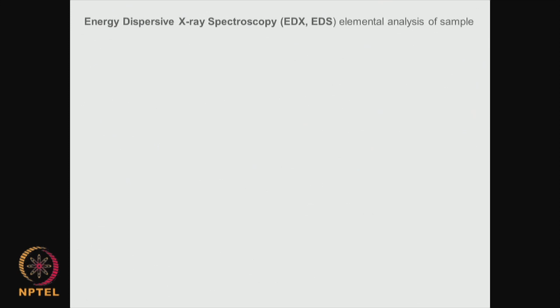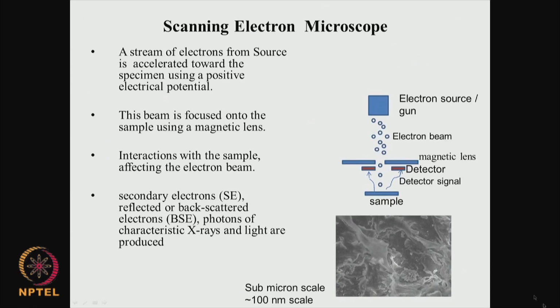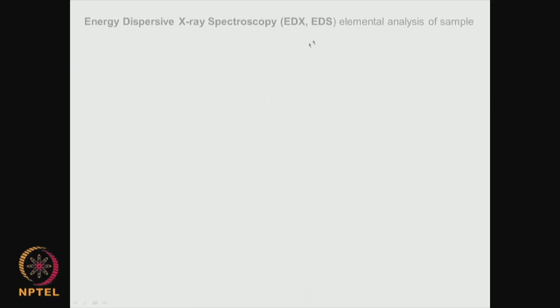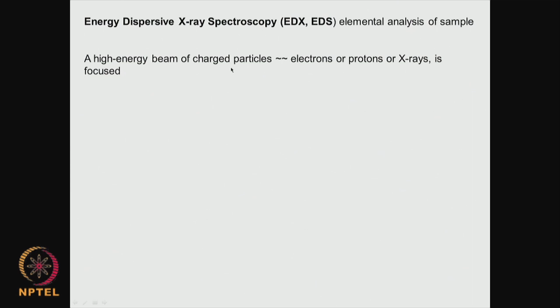Okay. Now, with scanning electron microscope we can also do compositional analysis. That means I can look at the elemental composition on the surface using an attachment called EDX or EDS. That is called energy dispersive X-ray spectroscopy. So, we can attach that. So, a high energy beam of charged particles, electrons or protons or X-rays is focused on the surface.